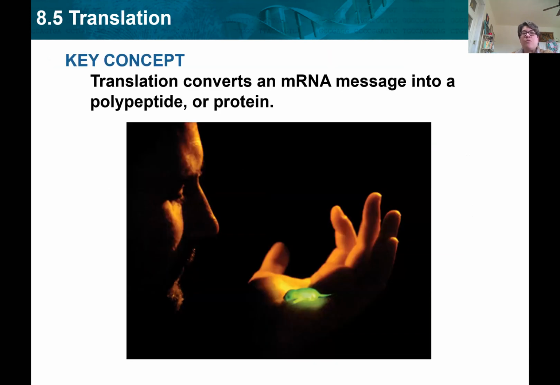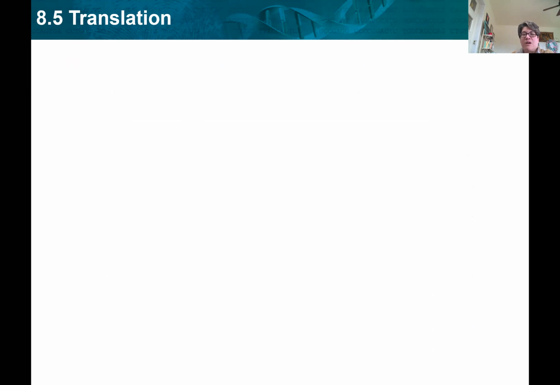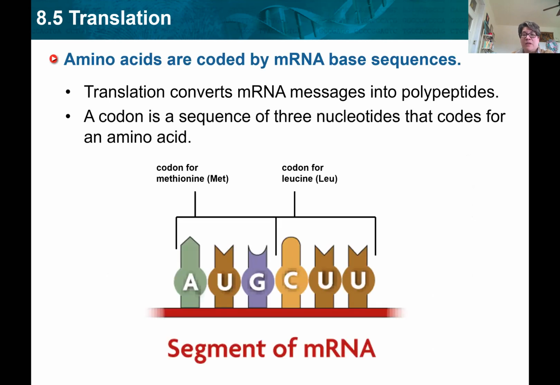Okay. So now we're on to section 5, which is translation. So now we take this mRNA, this messenger RNA, it's going to leave the nucleus and go out into the cytoplasm onto a ribosome to make a protein. So let's go make SARS-CoV-2. Let's go make the virus that causes COVID-19. That's what we're looking at here.